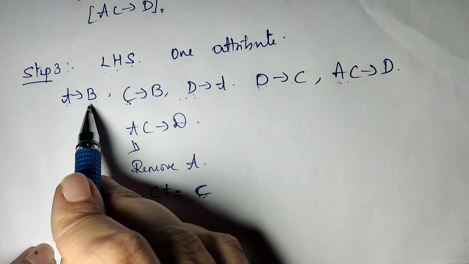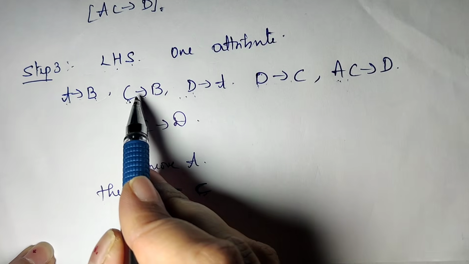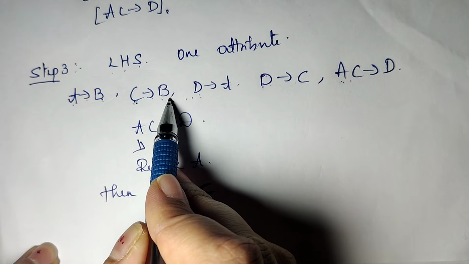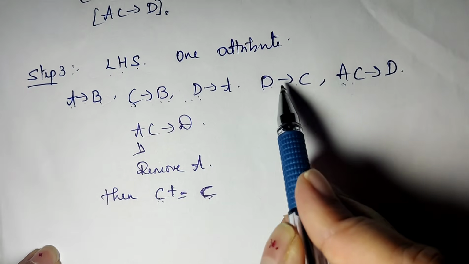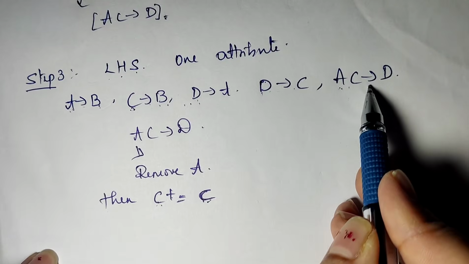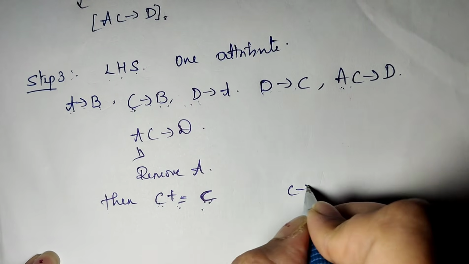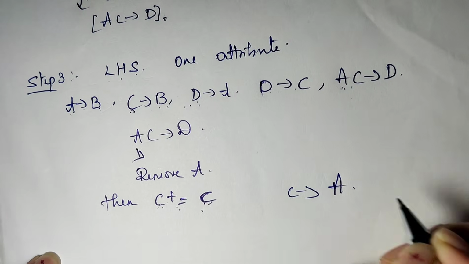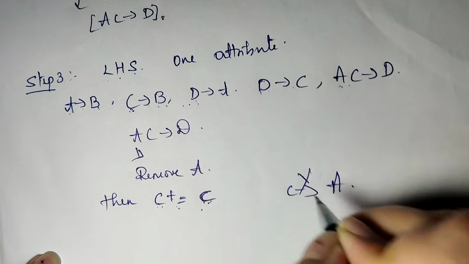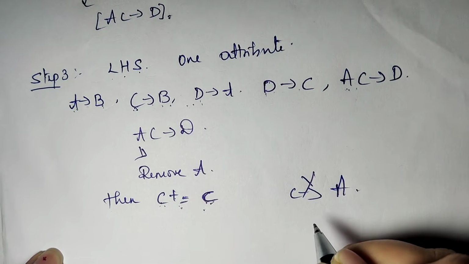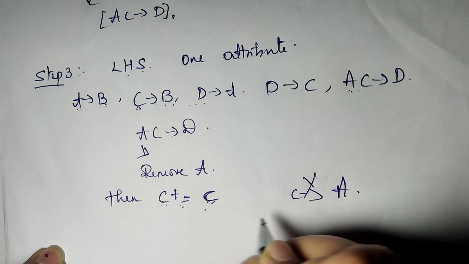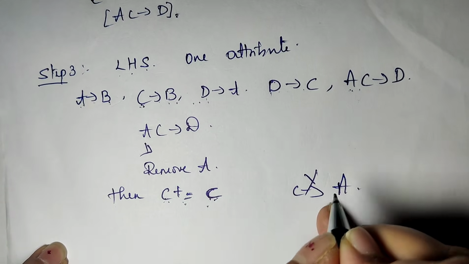So observe carefully: A determines B, C determines B, D determines A, D determines C, AC determines D. So by using C, we won't get A. So that's why we can't remove A.